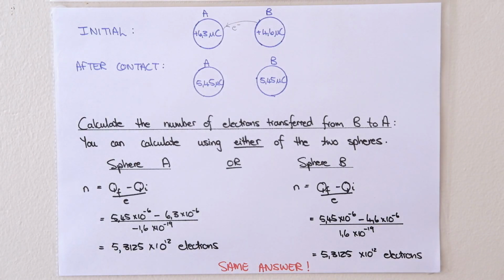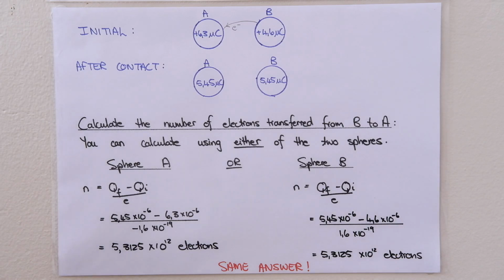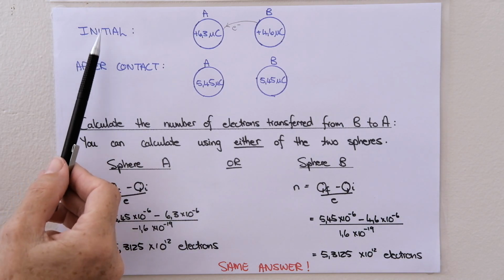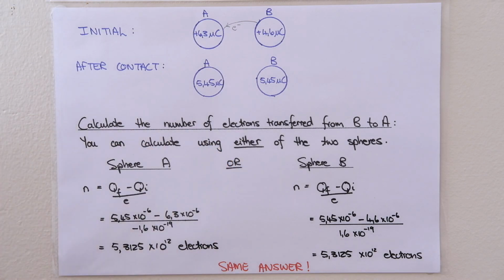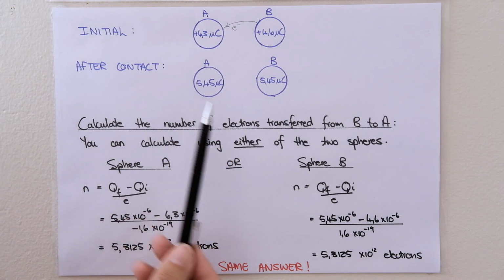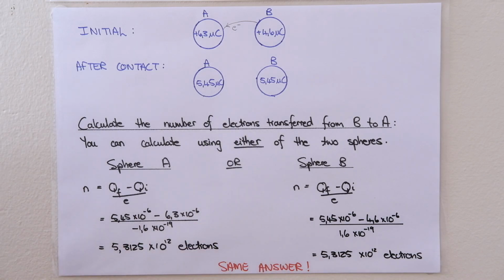If we look at our two spheres, the initial charges are on the top, sphere A and sphere B, with the same values as I had before. This is before contact. Then when they have contact, electrons transfer from B to A. So after contact, they have the same charge. They are both positive 5.45 microcoulombs. We've just worked that out.